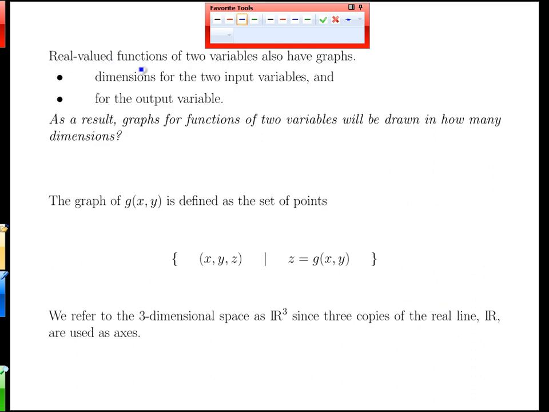Now, of course, if we go to our new models where we have two variable functions, well, we need two dimensions for the two input variables, and there's only one output, so we need one more dimension for that. And of course, that means we need three dimensions as the space to show the relationship between the inputs and outputs.